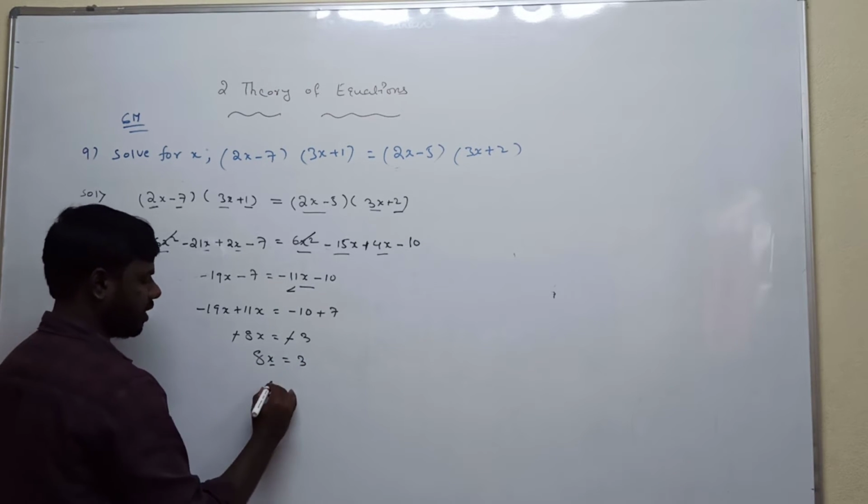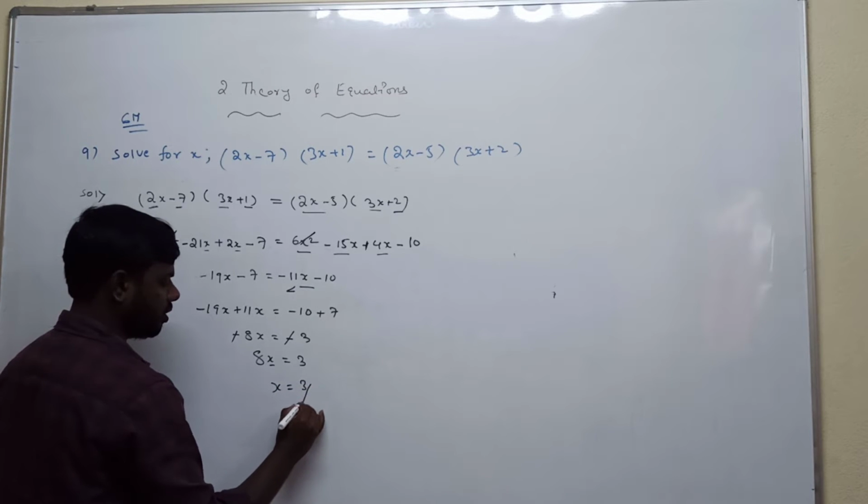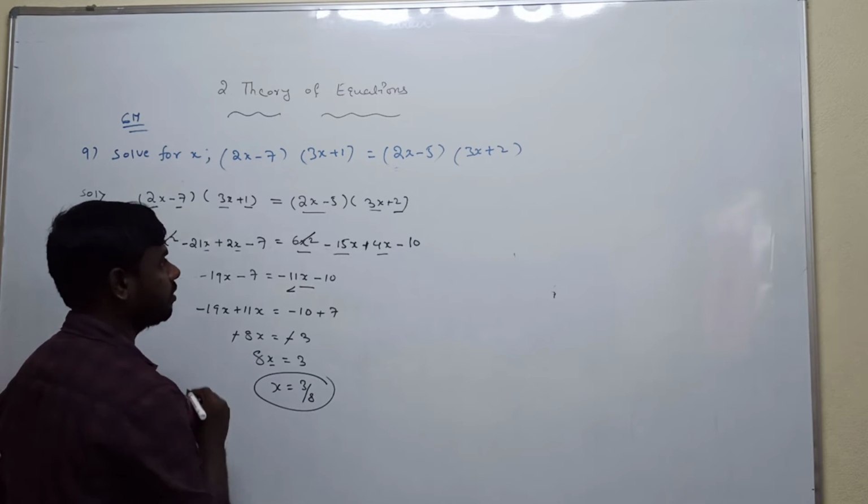So the 8 goes to the denominator. So x is equal to 3 by 8. This is the final answer.